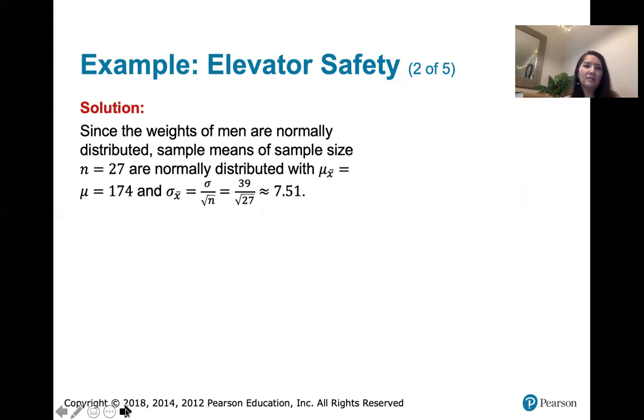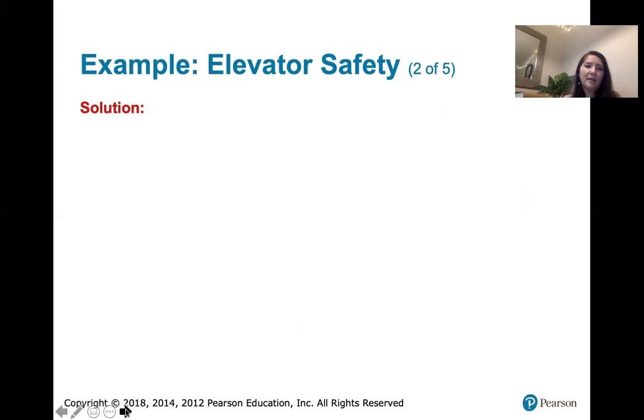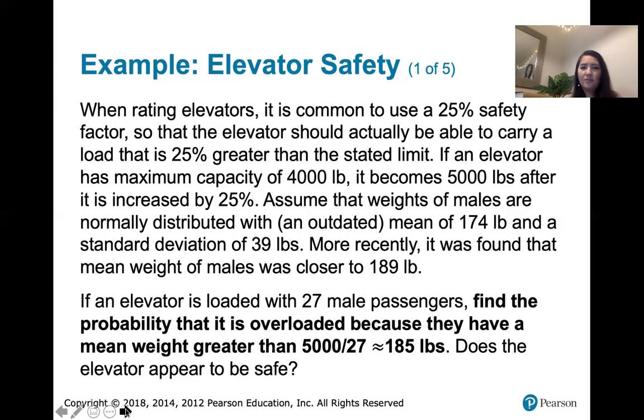Okay. Now, let's go back to that slide. Let's focus on the question they ask us. If an elevator is loaded with 27 male passengers, so n equals 27, find the probability that it is overloaded because they have a mean weight greater than 185 pounds. So we want the probability that the mean is greater than 185, given that we have n equals 27 male passengers here.